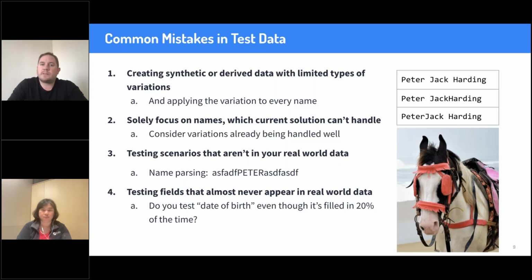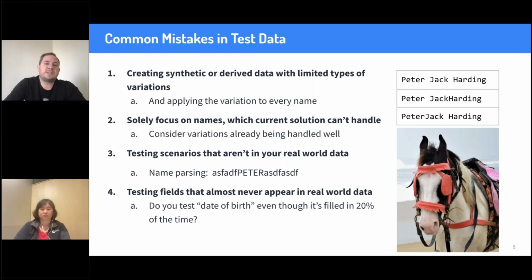A second scenario is focusing on names that the current solution can't handle. And this comes about when folks are looking to maybe replace a system because it's failing on a certain particular problem. So the instinct is to really only test that. But what you really need to go back and include are all the things that your current system does handle well, because it's about having equal representation of all the problems, not just your current ones.